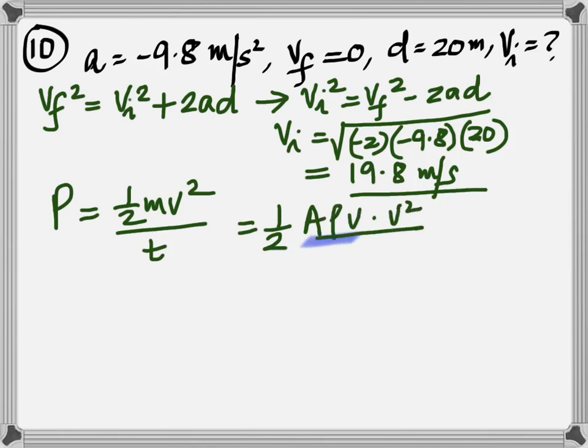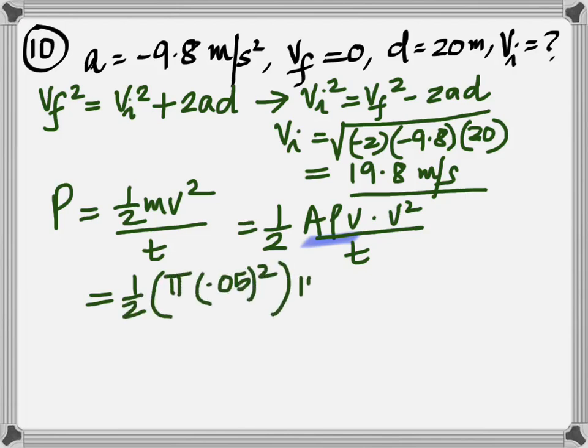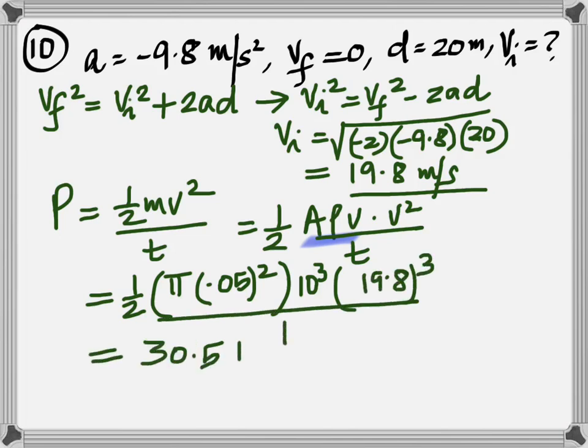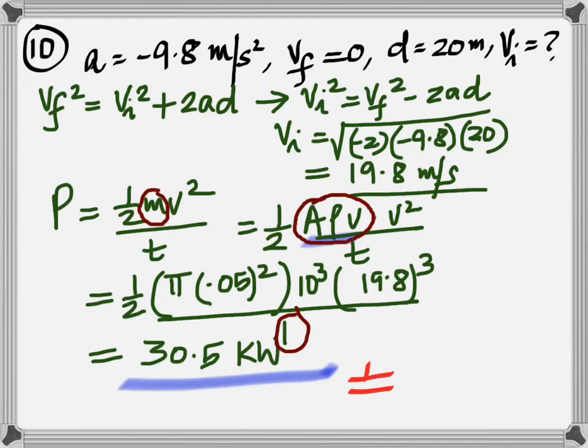And remember that mass is area times density times velocity, because that gives you the mass in 1 second. Yes, that is mass in 1 second. Number 9 follows after all the problems at the end.